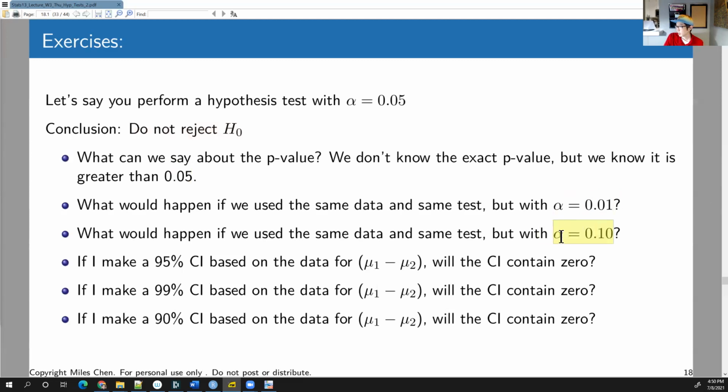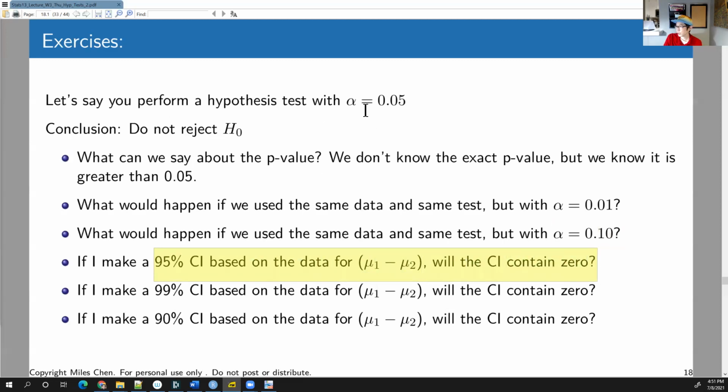But what if alpha is 10%? The answer here is that we don't have enough information. We don't know exactly what the p-value is. The p-value could be 7%, and we would reject the null at 10%. Or the p-value could be like 22%, and then we wouldn't reject the null hypothesis. So we're not sure. The answer to the second one is we don't know.